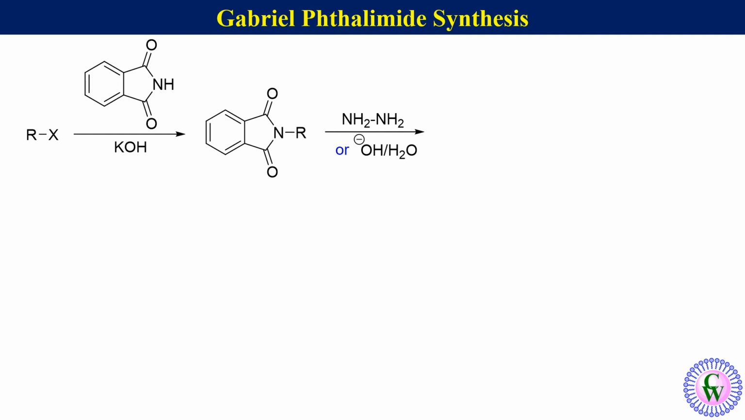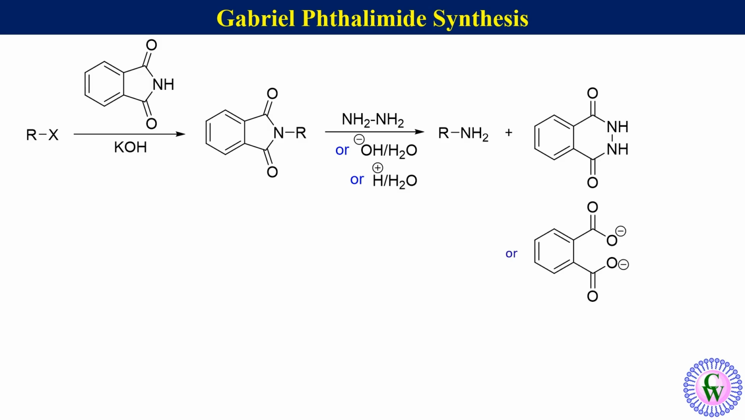under alkaline or acidic condition to produce primary alkyl amine as the main product and 2,3-dihydrophthalazine-1,4-dione or phthalic acid dianionic salt or phthalic acid respectively.